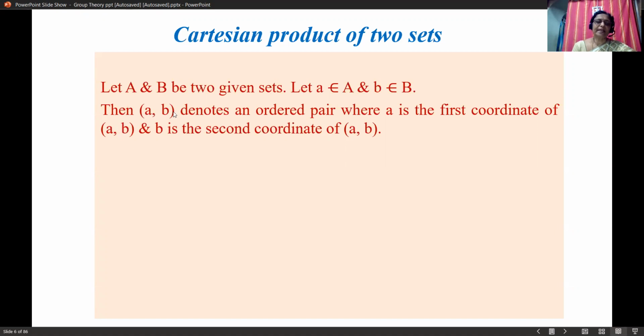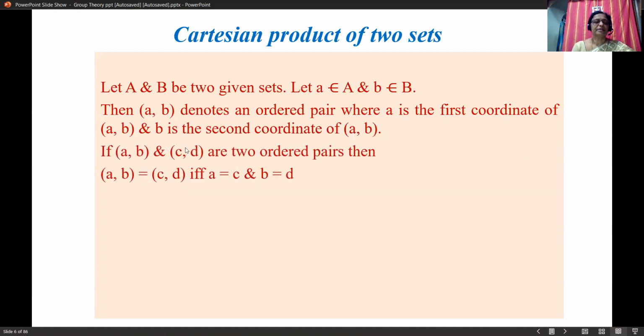Then the ordered pair (a, b) denotes an ordered pair where a is the first coordinate and b is the second coordinate of the ordered pair (a, b). Now, before going to the definition, let us consider one important property: if ordered pairs (a, b) and (c, d) are there, then they are equal if and only if the first coordinate a is equal to the first coordinate c, and the second coordinate b is equal to the second coordinate d.